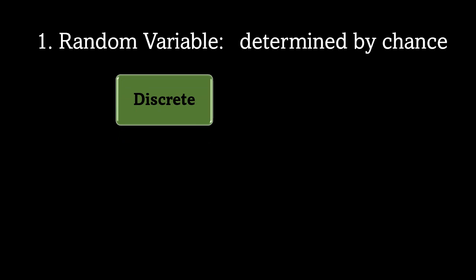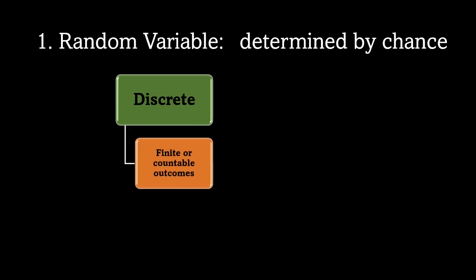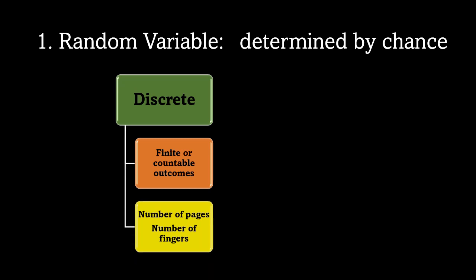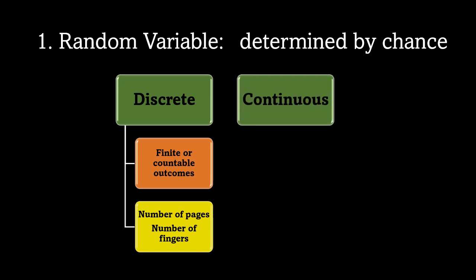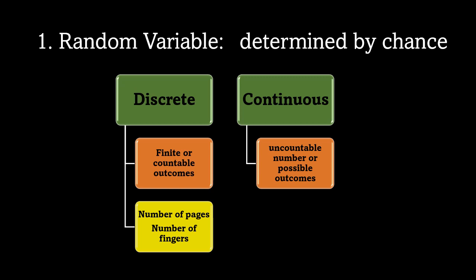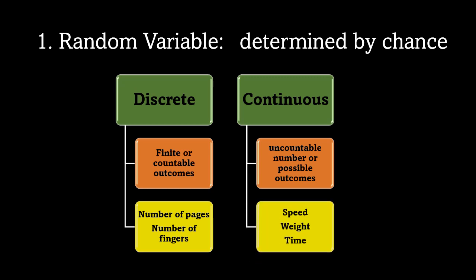The discrete, which is countable or finite. For example, the number of pages in your book, the number of fingers in your hands. And we also have another type of random variable, the continuous, which is uncountable or measurable, like speed, weight, or time. Now, only for the discrete variable can we organize its probability in a table.